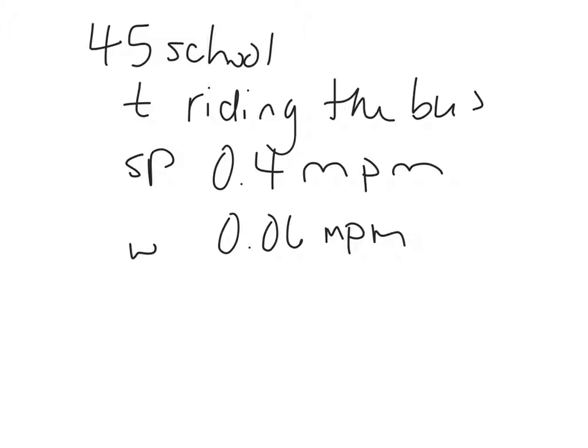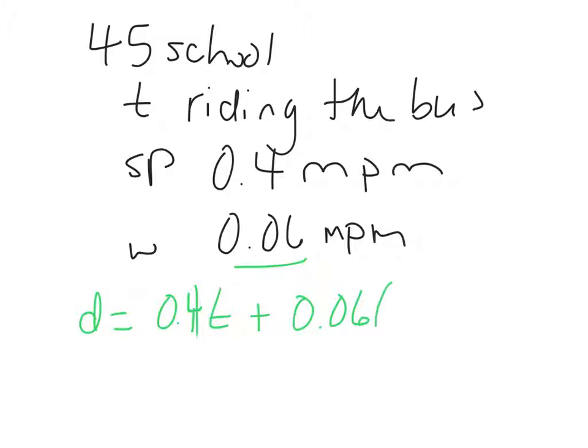We write out our equations. So d is going to equal 0.4t. That doesn't look like a 4. Okay, that's the t. Plus this part, 0.06. We already know the 45 minutes minus t. And then we can continue on that one, solving that one.